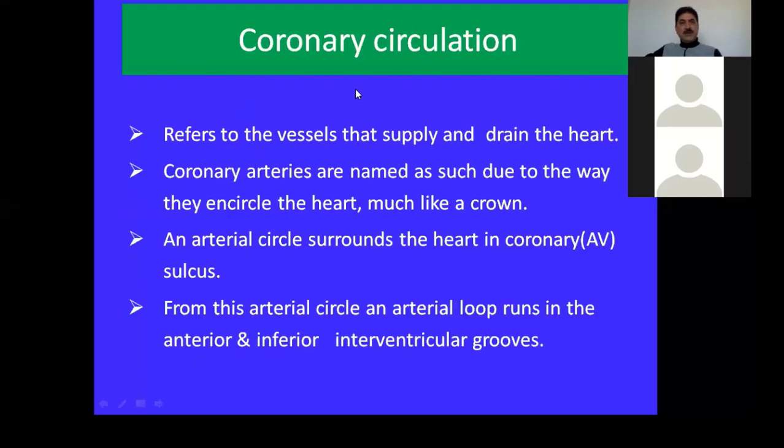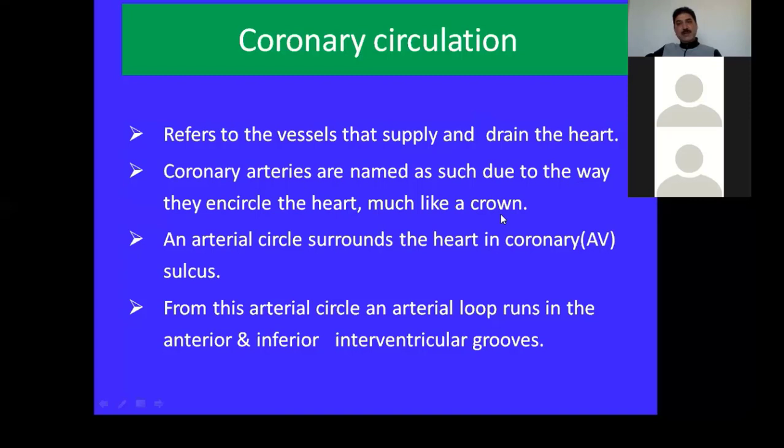By definition, coronary artery refers to the vessels that supply and drain the heart. The vessels which supply the heart are called coronary arteries, and the veins which drain the heart are called the cardiac veins. Coronary arteries are named as such due to the way they encircle the heart, much like a crown. Crown is usually placed on the head.